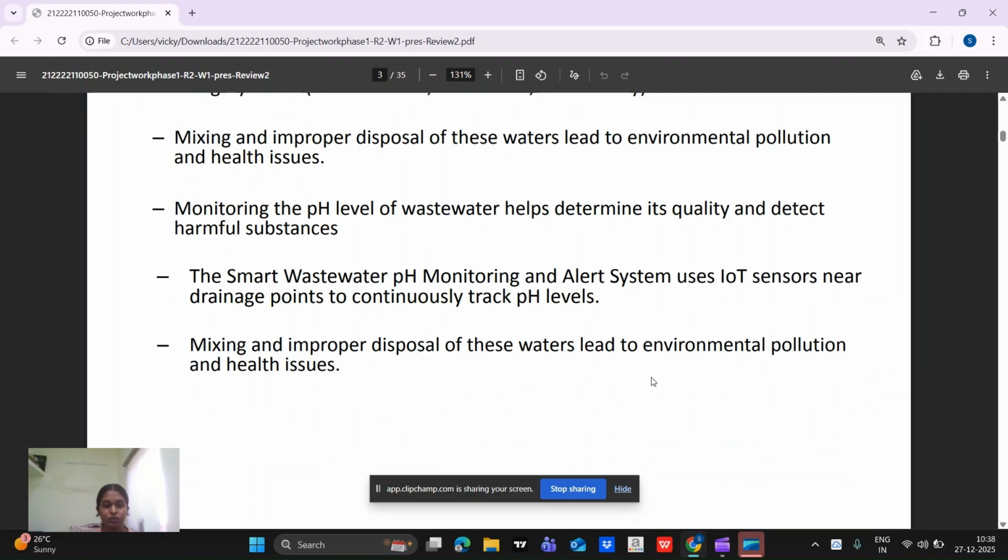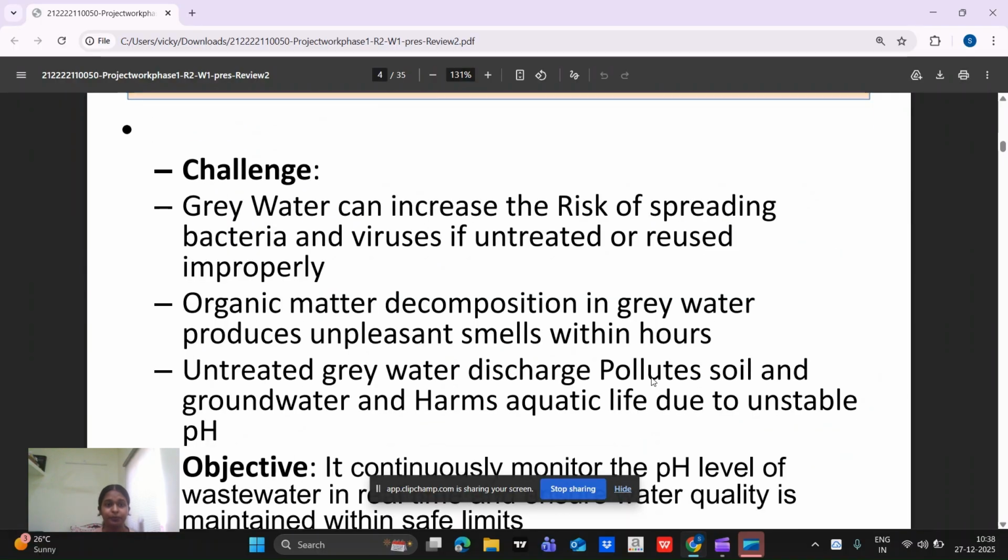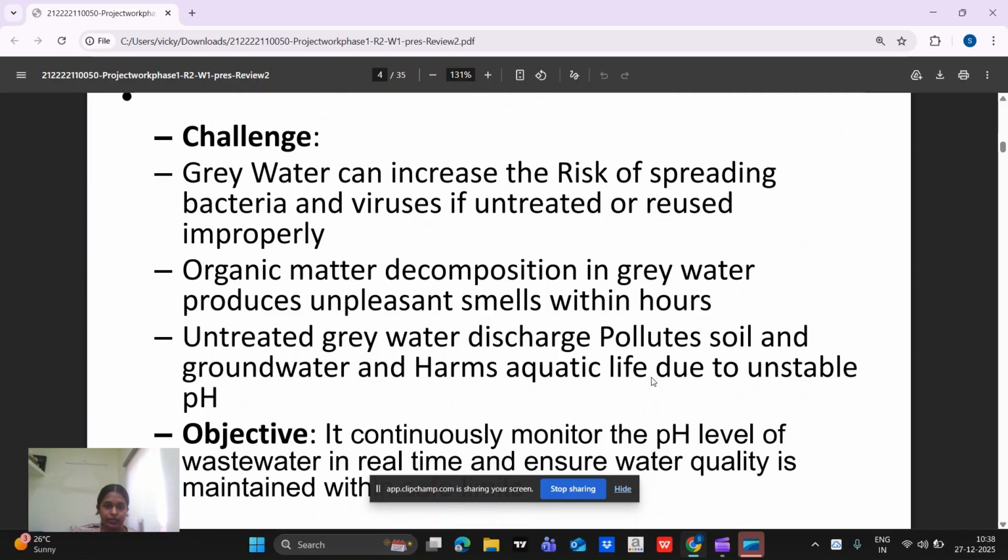So our main concern is to solve this problem. Here is the problem statement. Grey water can increase the risk of spreading bacteria and viruses if untreated or reused improperly. Organic matter decomposition in grey water produces unpleasant smells within hours. Untreated grey water discharge pollutes soil and groundwater and harms aquatic life due to unstable pH.